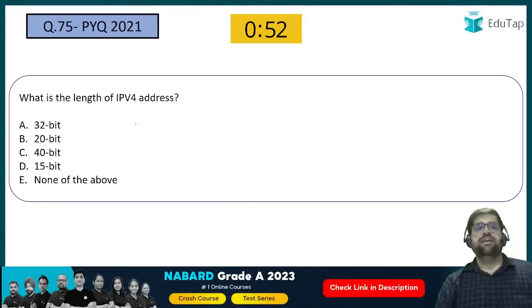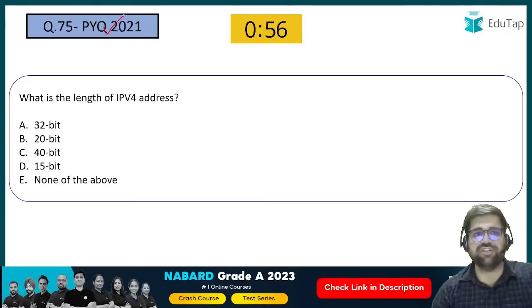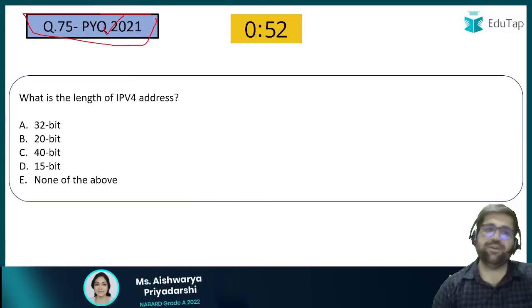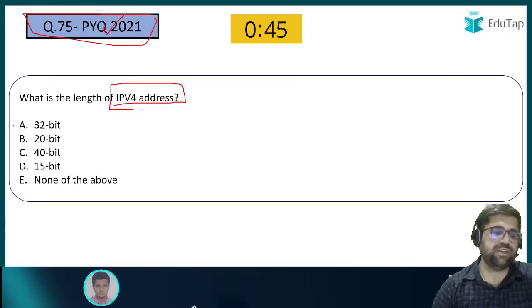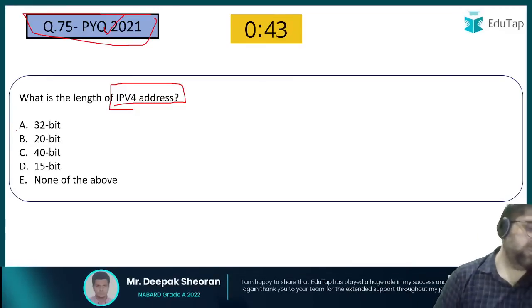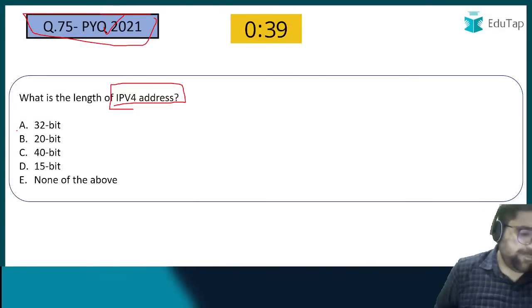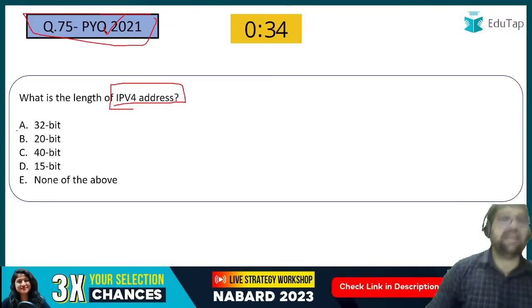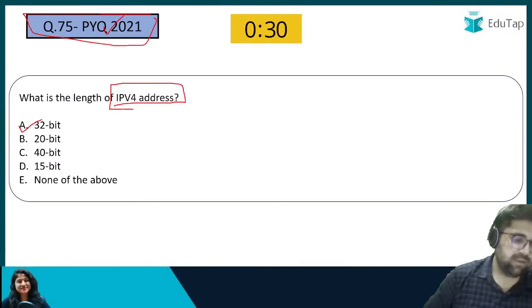Okay. Question number 75. This also is a previous year question from 2021. Someone was asking me for the questions of 2021, so here it is. The length of IP version 4. I hope you all will say in unison. This is a very easy question. I request maximum of you to participate and address this question. Okay, I need answers of this particular question now. Yes, it is A, that is your 32 bits. And what is the size of IP version 6?